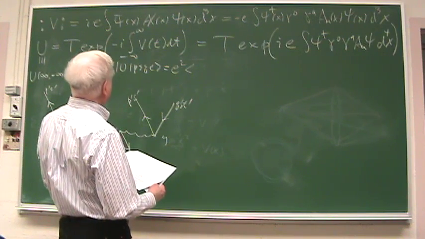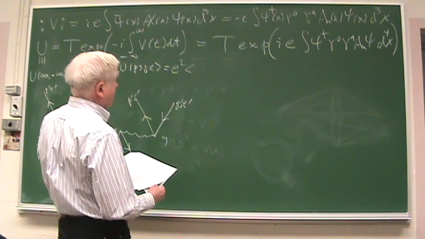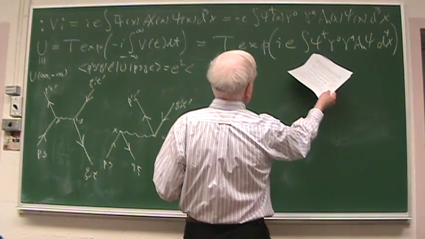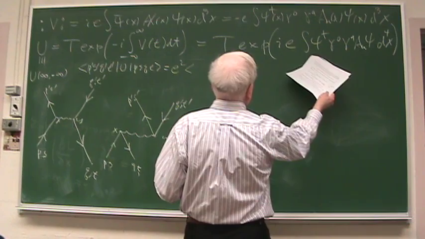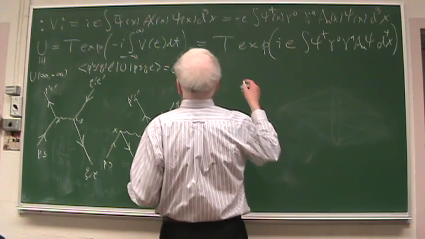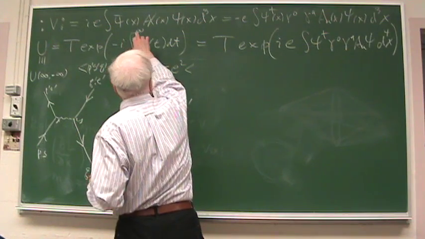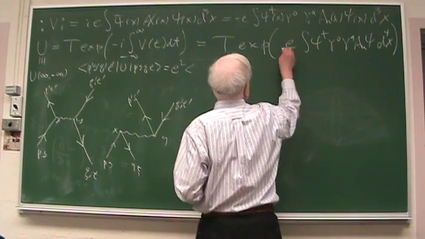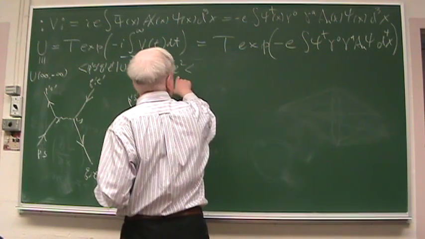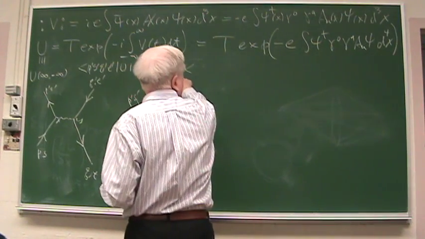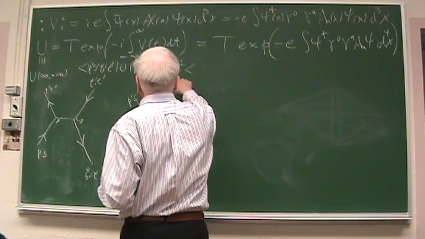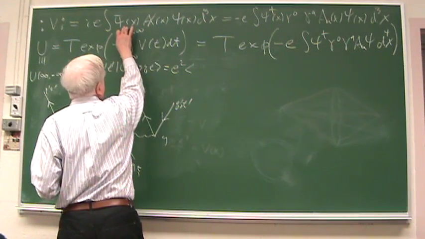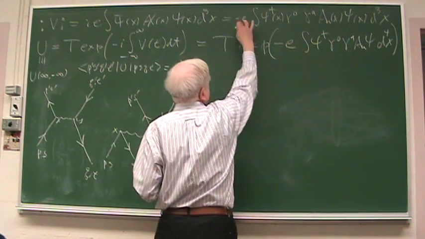This i e psi bar, now I've got i e psi dagger. Something's going wrong here. i e psi bar is minus e psi dagger. So if we're writing it this way, it's minus e. That gives us an e squared. So you multiply it by the minus i, i e, but then there's an i gamma zero. i squared is minus one.